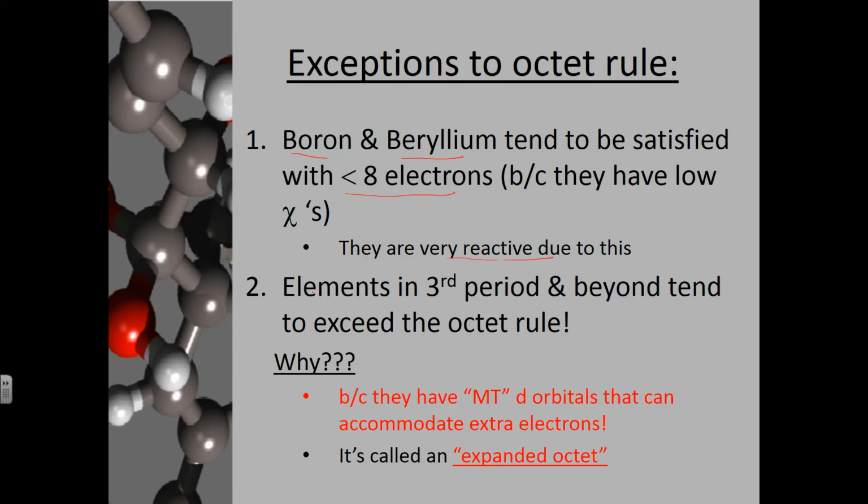Now, another set of exceptions that you want to remember is that elements in the 3rd period and beyond tend to exceed the octet rule. They have what we call an expanded octet. Why? Well, it's because they have empty d orbitals. So when you think in terms of the s orbital, the p orbital, and the d orbitals, and we could go as far as the f orbitals, but those electrons are not going to be involved in bonding.